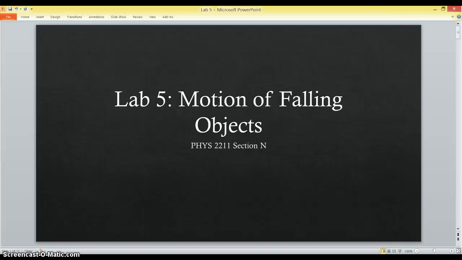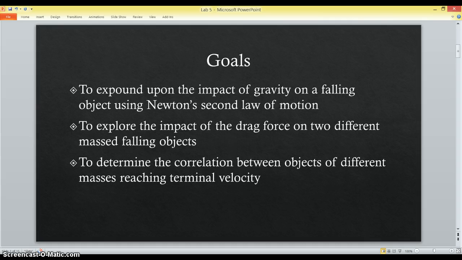Lab 5, Motion of Falling Objects, Physics 2211, Section N. The goals of this lab.